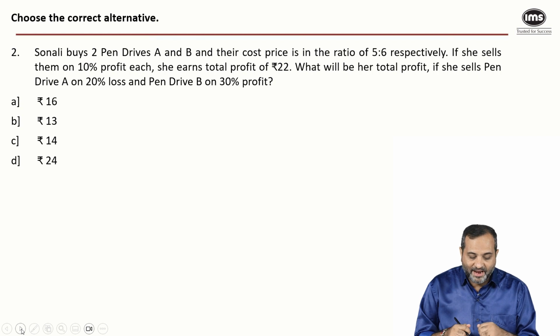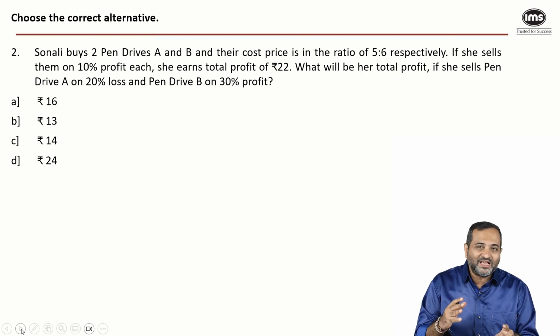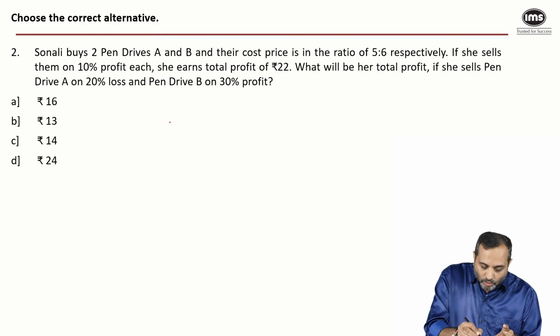Sonali buys 2 pen drives and the cost price is in the ratio of 5:6. If she sells them at 10% profit each, she earns a total profit of $22. In fact, rupees 22. What will be her total profit if she sells pen drive A on 20% loss and pen drive B on 30% profit? So the best way of solving such questions would be, I know that the cost price is in the ratio of 5:6. So let me assume the cost price of A is 50 rupees and the cost price of B is 60 rupees.